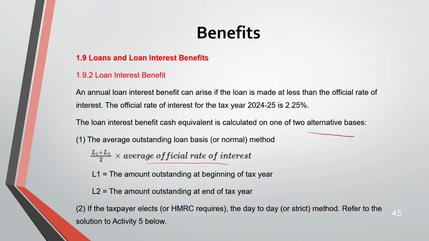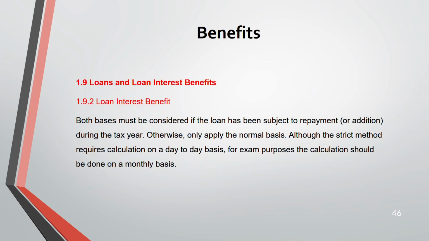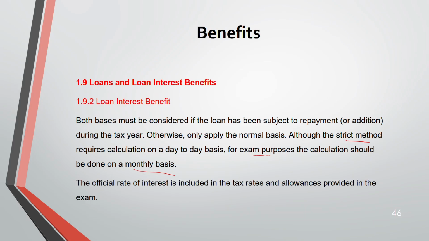The second method is known as the precise method, where interest is calculated on a day-to-day basis. For this, refer to the activity 5 solution. Here, for both bases you have to consider if a loan is being repaid. Even though the precise or strict method is calculated on a day-to-day basis, for your exam purpose it is done on a monthly basis. Now, the official rate of 2.25% will be given to you in your exam, so you don't have to worry.